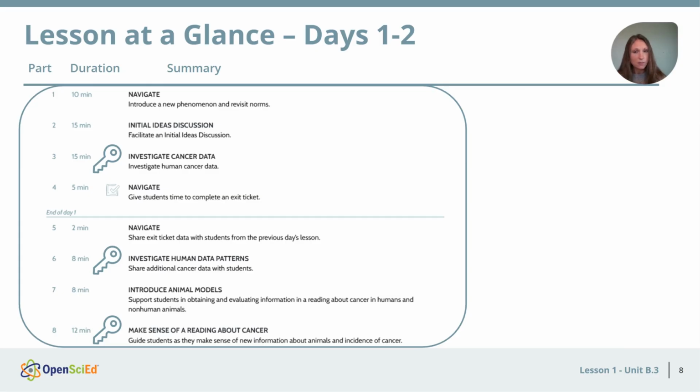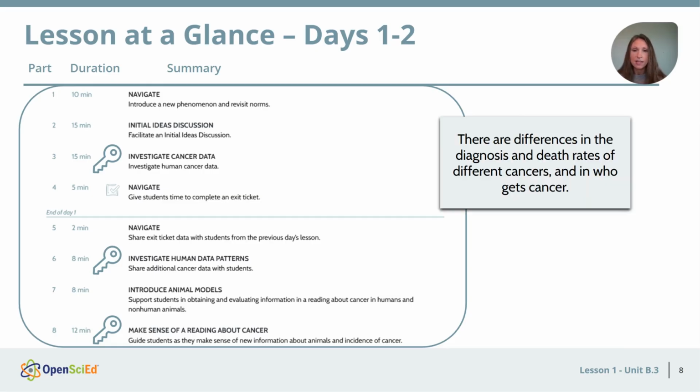In the first part of Lesson 1, students look at and discuss data about cancer. From this data, they figure out that there are differences in the types of cancers that are most commonly diagnosed and those that are the most fatal. Then we watch a short video interview with a scientist who studies ovarian cancer. After the video, students read about and discuss the incidence of cancer in humans and other mammals.